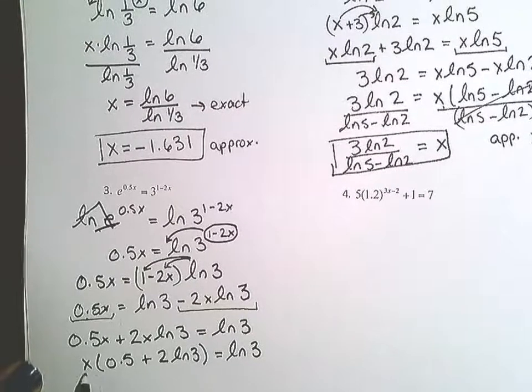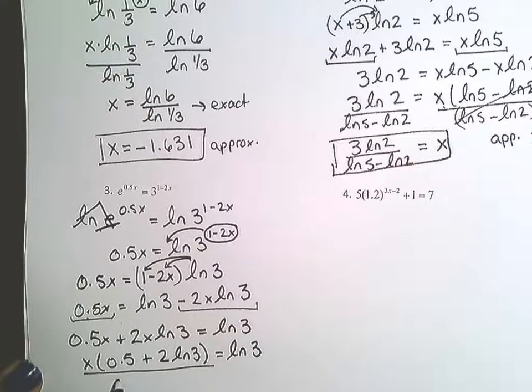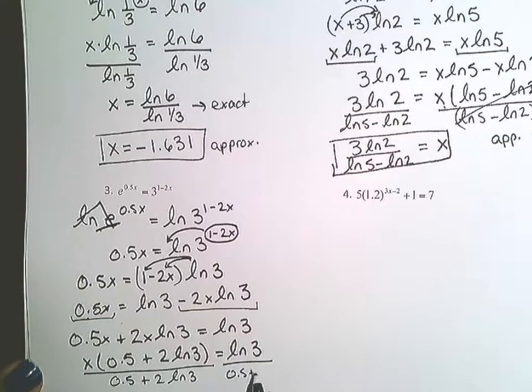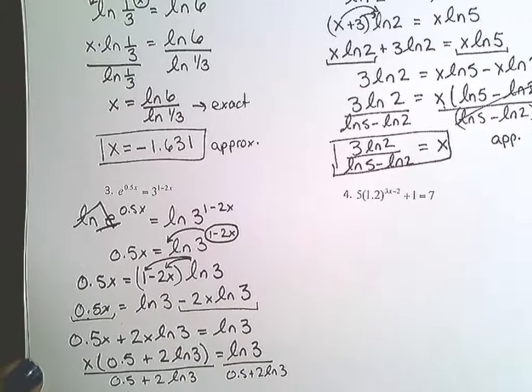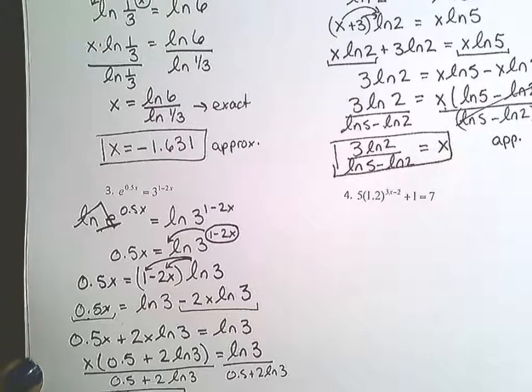And now I can get the x by itself by dividing by 0.5 plus 2 ln of 3. Divide by 0.5 plus 2 ln of 3. So x is equal to ln of 3 divided by 0.5 plus 2 ln of 3. This is my exact.